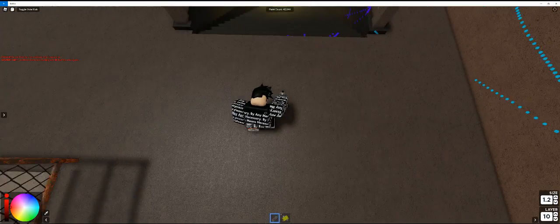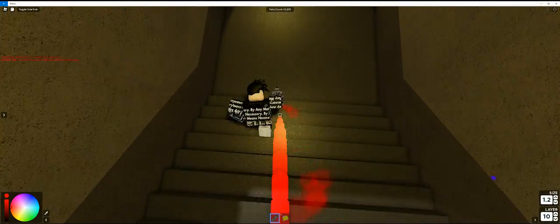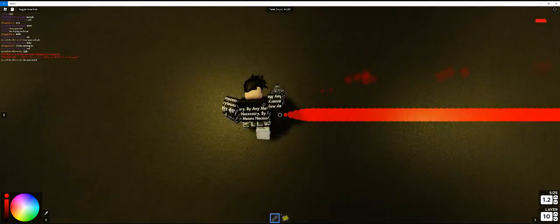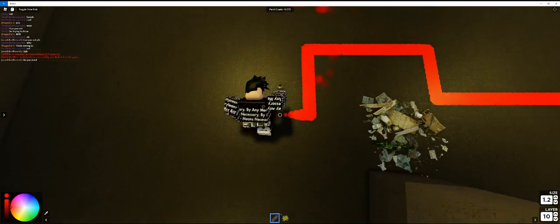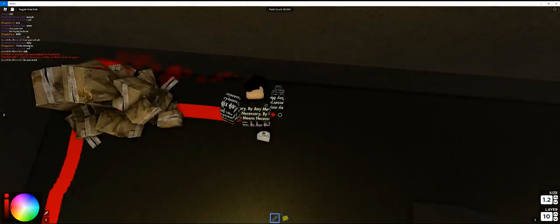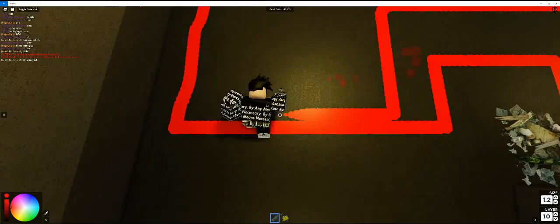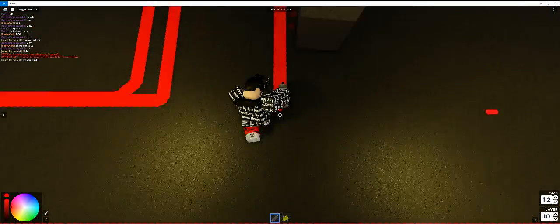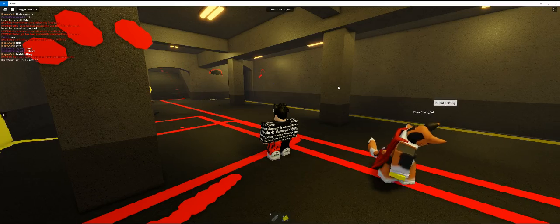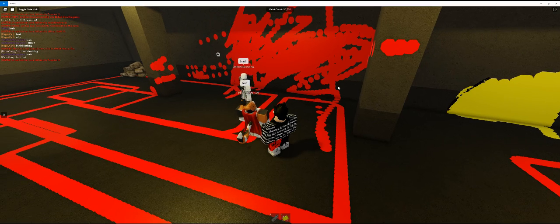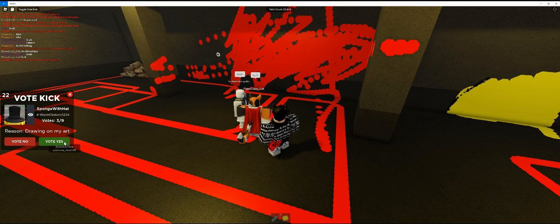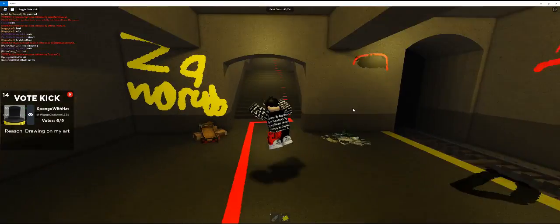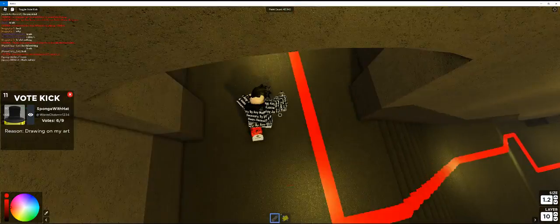I got an idea. Shift lock and the paint. Whee! These lines are rather straight. Looks like someone was drawing on someone's art, so I don't like people who be mean. Let's go back up. Whee!